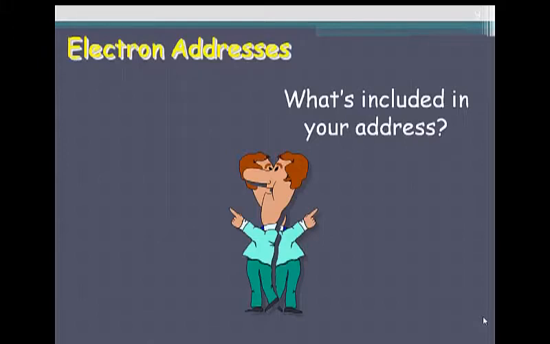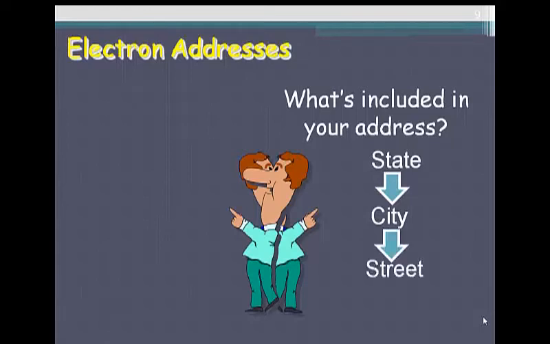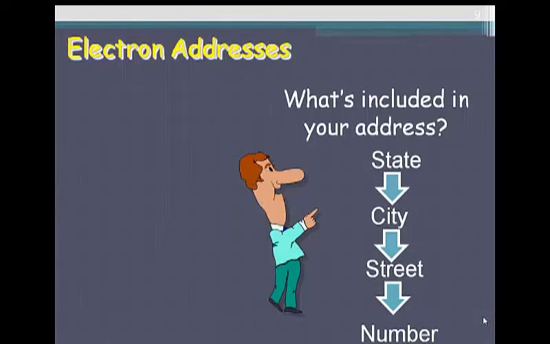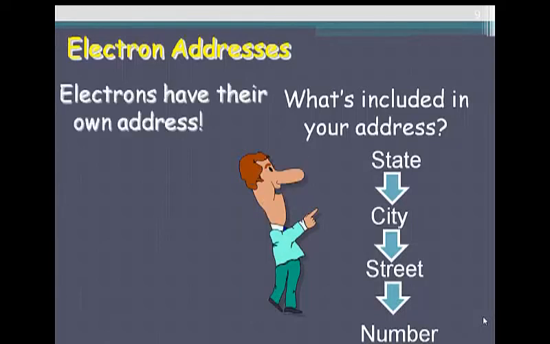You have an address. You live in a state, and if we further narrow that down, we can look at the city that you're in. The city is divided up into roads or streets. And on those streets, we find one number. That's your address. That's where you exist. Electrons are the same way. They have their own addresses.